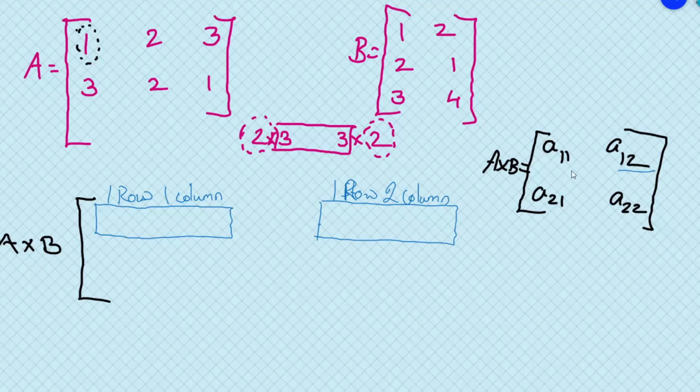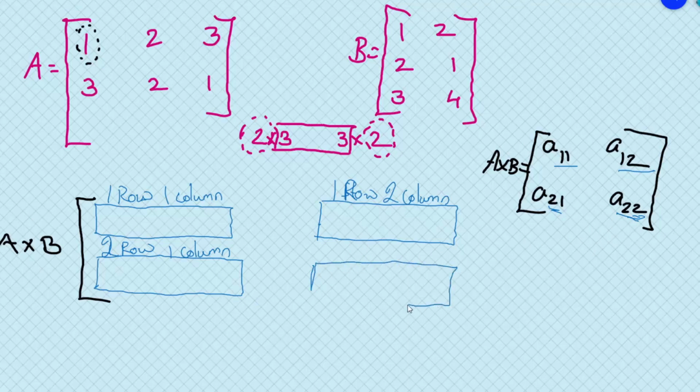In the same way, to achieve A21, that is second row, first column, we multiply the second row of matrix A with the first column of matrix B. And finally, to achieve the element A22, which is second row, second column, we multiply the second row of matrix A with the second column of matrix B.